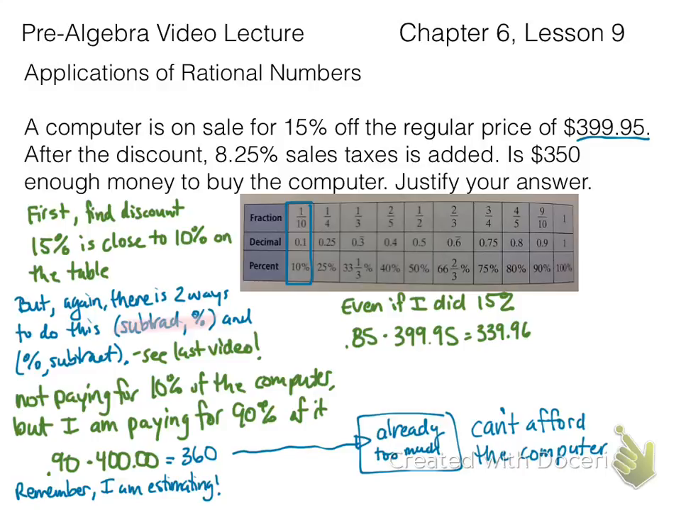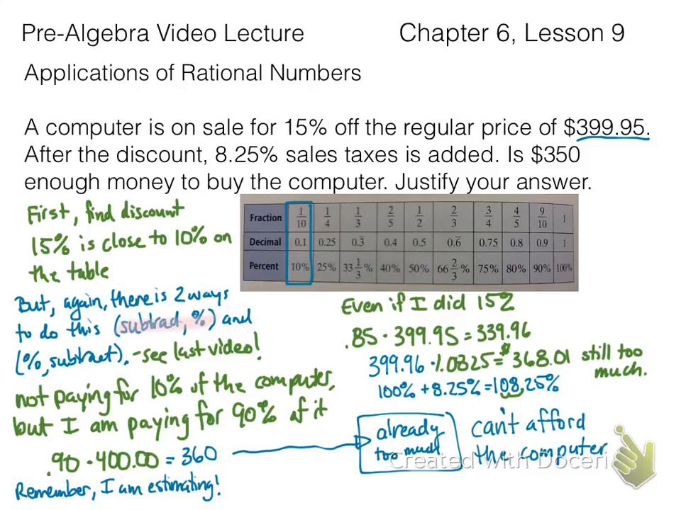but with an 8.25% tax, which is the same as paying that amount plus 8.25% more, which again is 100% plus 8.25%, which is 108.25%, you're going to get $368.01, which means you are $18.01 short, guys. You cannot afford the computer with this straight amount. Maybe you can borrow some money, maybe you can't, but just with this amount of money, you cannot afford the computer even with the discount.